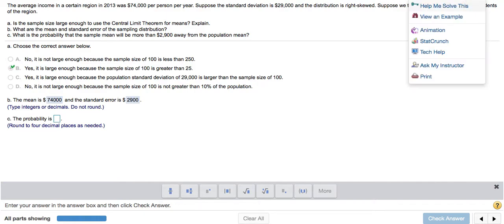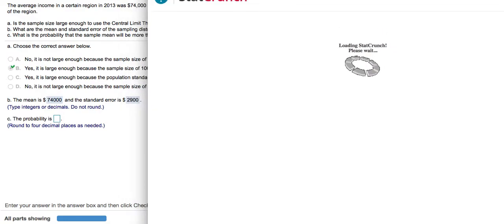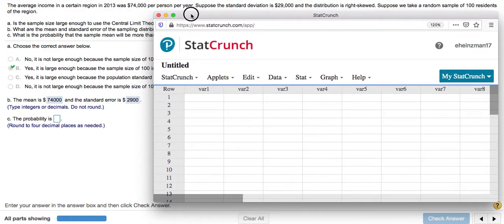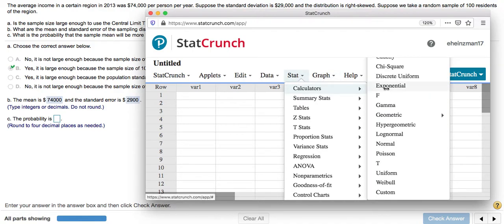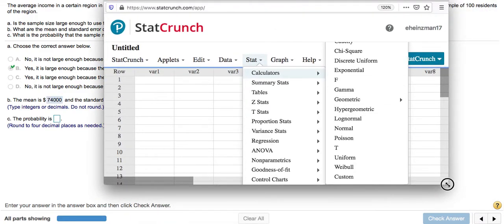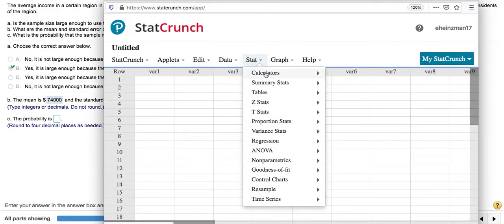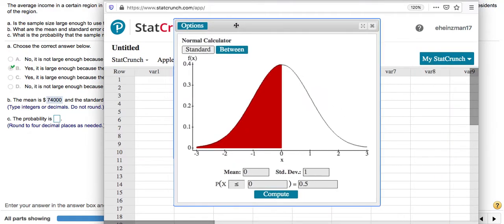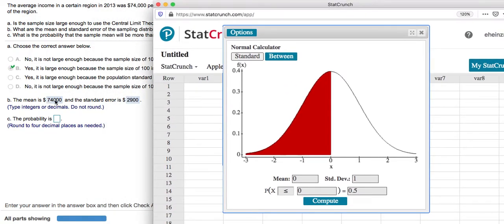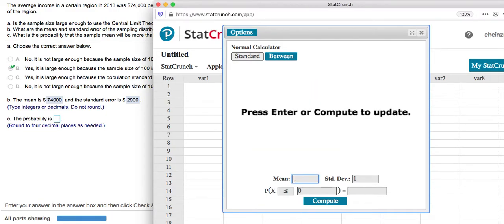I'm going to use the calculator in StatCrunch to figure this value out. So I'm opening up StatCrunch, and I'm going to use the normal calculator. So here I'll go to, okay, it's not showing up on the screen. Let me just open this a little bit more. So stat, calculators, here it is, normal. All right, because the mean for the sampling distributions is normal, I'm going to put the mean here. That was $74,000. And the standard deviation is 2,900.